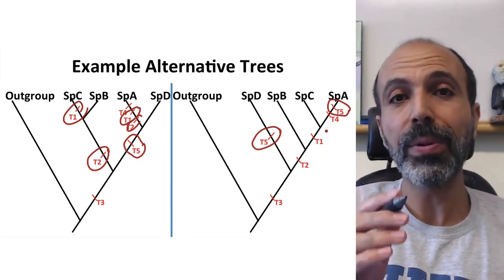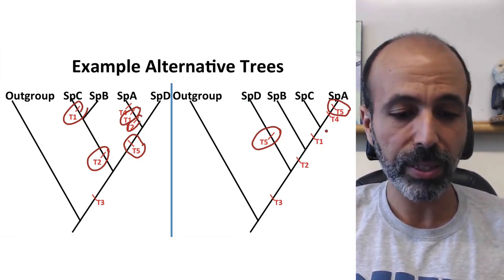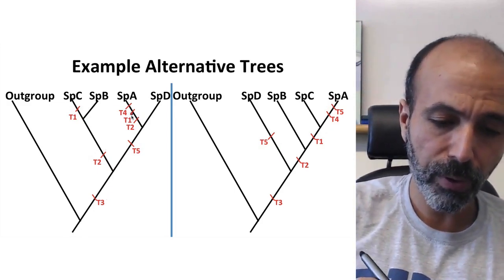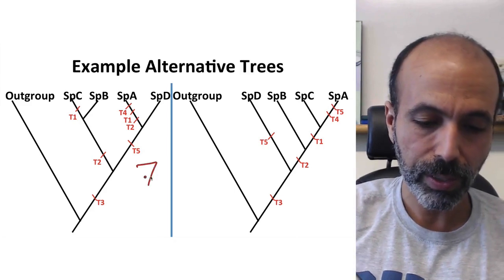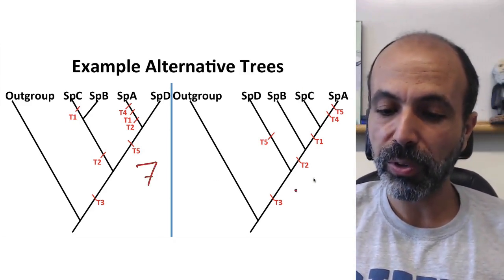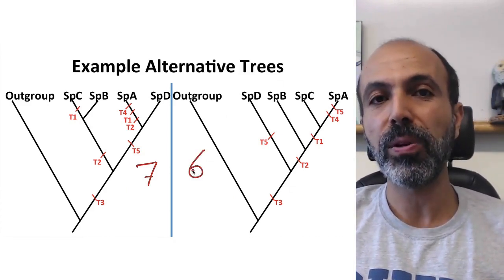So how many changes do each of these require? Well, let me clear all these circles so you can see it a little bit better. Well, over here we have 1, 2, 3, 4, 5, 6, 7 changes, right, to make this evolutionary tree. In contrast, this one over here requires only 6 changes. So which of these is more parsimonious?